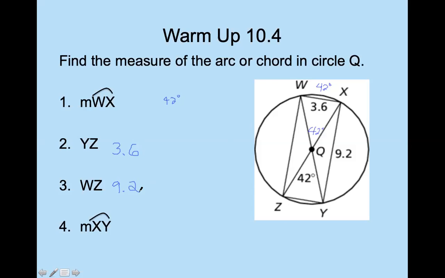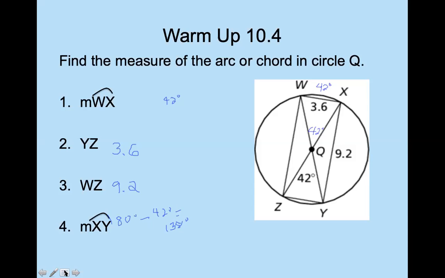Okay, lastly, we're looking at the measure of arc XY. So again, this is a diameter. We already know this much of the semicircle here. Remember, semicircles are 180 degrees. That was from section 10.2. So if we have that arc WXY is 180 degrees and WX is 42, then to figure out the measure of arc XY, I would do 180 minus 42, which should be 138 degrees.